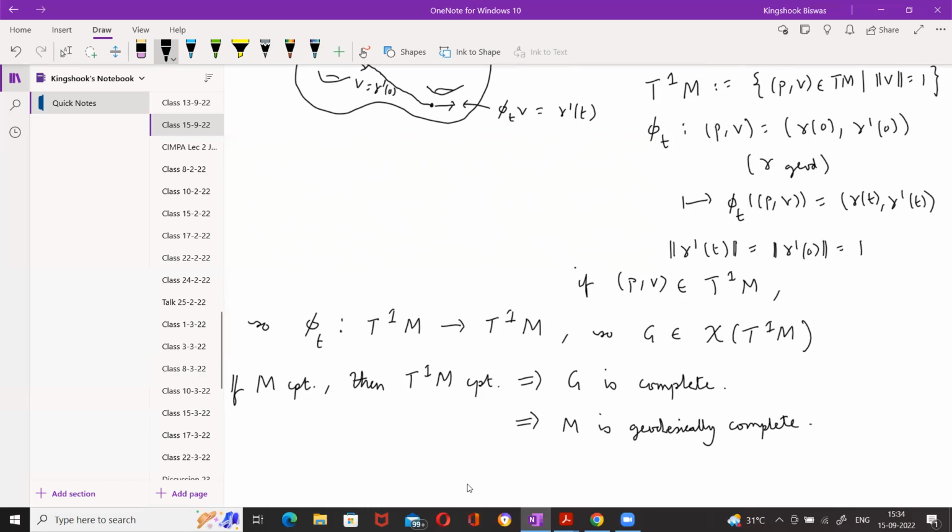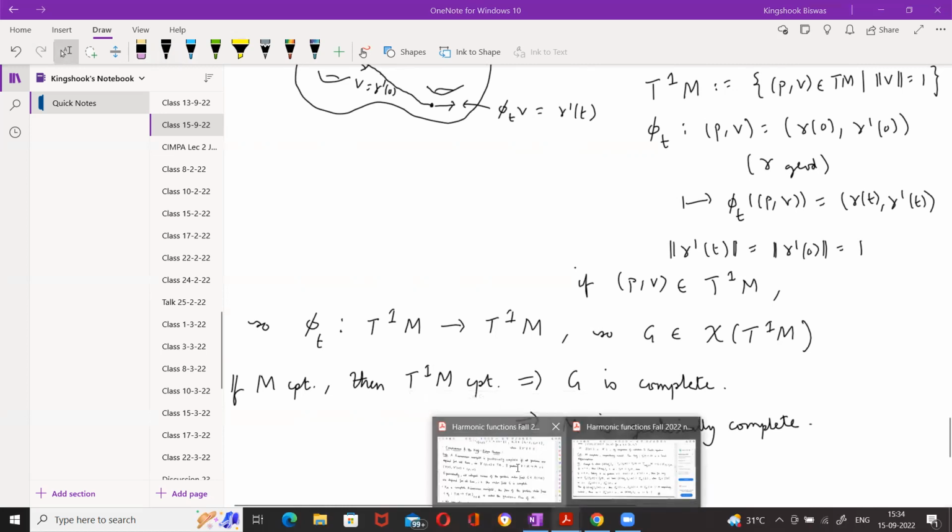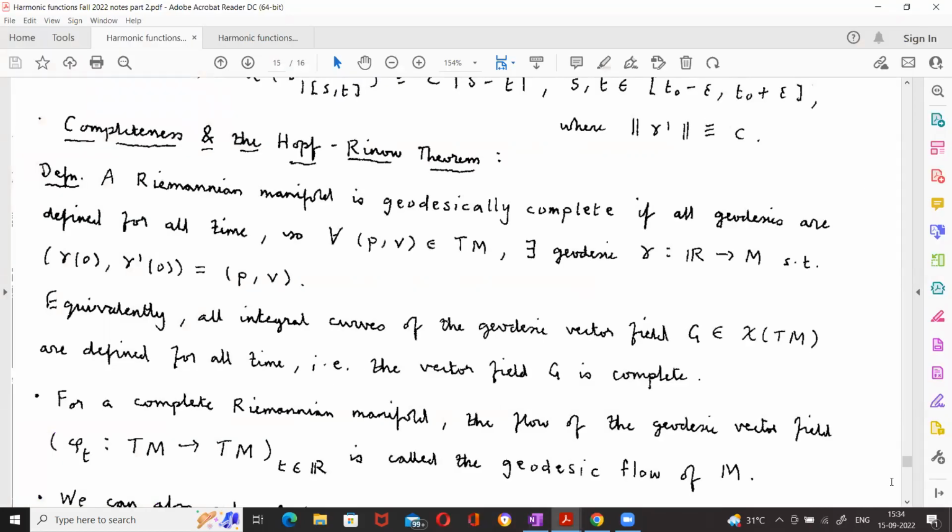But Hopf-Rinow already said this. Yes, but this is easier to see without it. Hopf-Rinow is a more non-trivial statement. I'm saying this is the easy implication which we can see immediately, right? Sure, yes. Okay, so as Akshajit is saying, this will also follow from the Hopf-Rinow theorem.